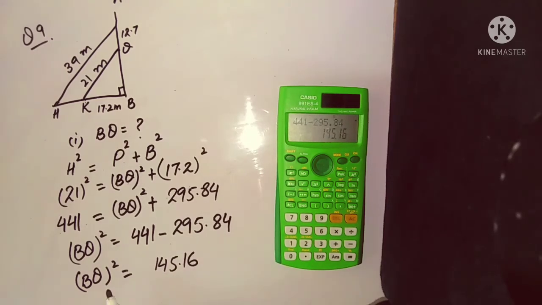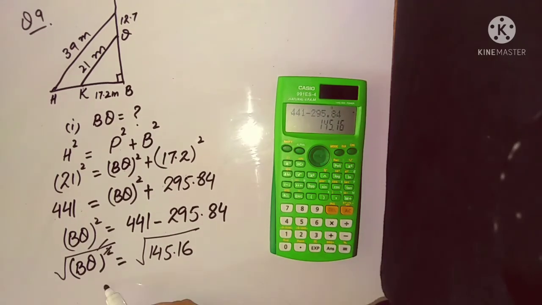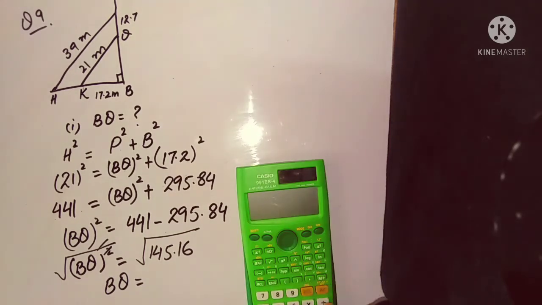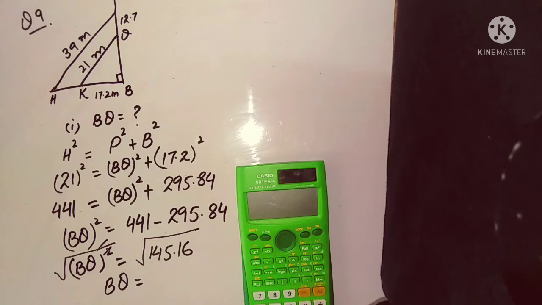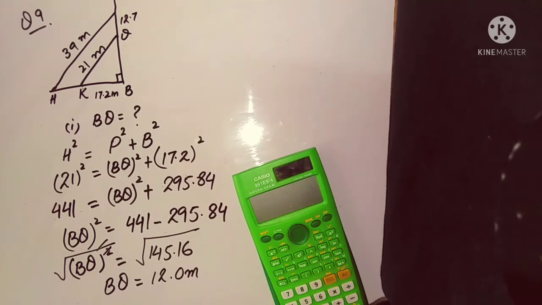As you have to find the value of BQ, you take the square root on both sides. So square and square root cancel each other. The value of BQ will be equal to the square root of the answer, which is 12. So students, here the answer is 12.0 meter. Now we have found the value of BQ. Now let's move forward to the second part.